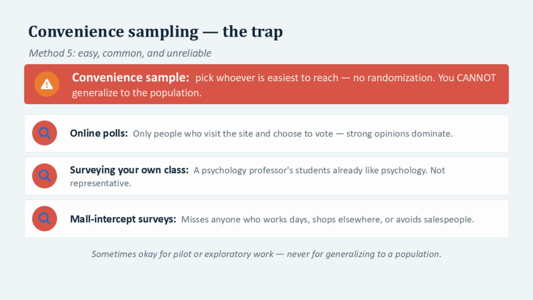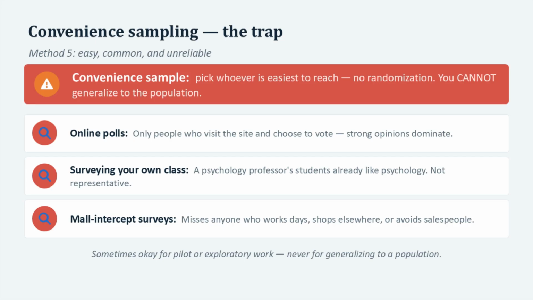Second, a professor surveying their own class. Imagine a psychology professor surveys only students in their psychology class. Well, those students already chose to take psychology. They may be more interested in the subject than the average student. So that class is probably not a good representation of all college students.